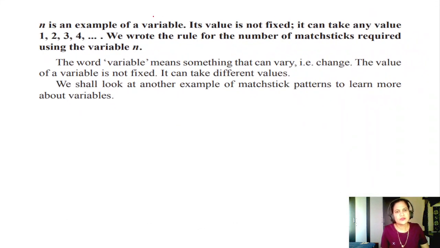n is an example of a variable. Its value is not fixed. It can take any value: 1, 2, 3, 4, 5, 6 and so on. We wrote the rule for the number of matchsticks required using the variable n. We used a variable n. 2n we have written. The word variable means something that can vary or change. The value of a variable is not fixed. It can take different values. We shall look at another example of a matchstick pattern to learn more about variables.